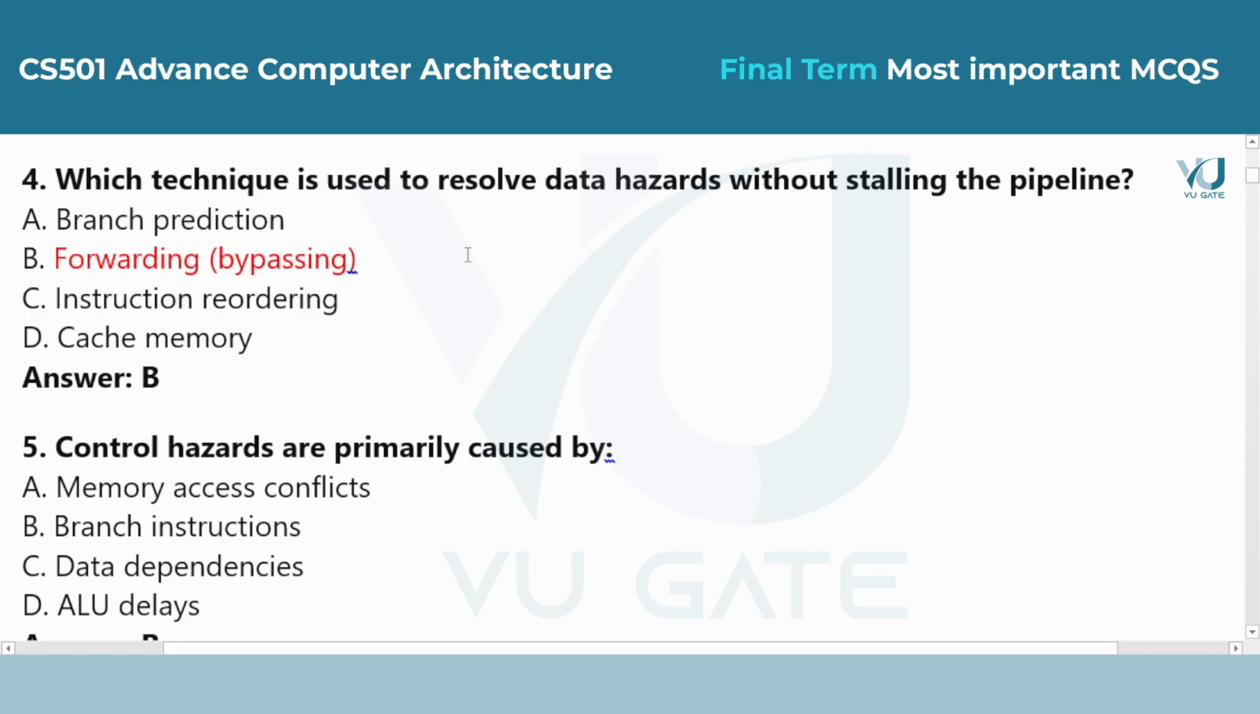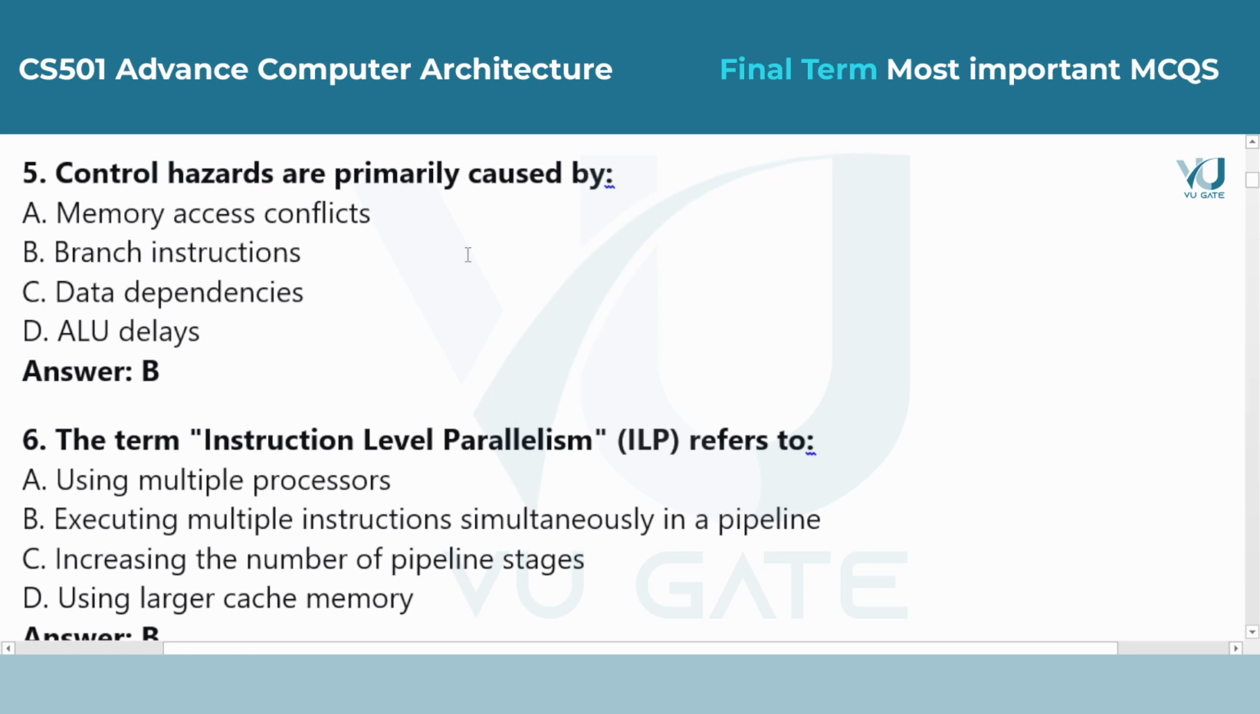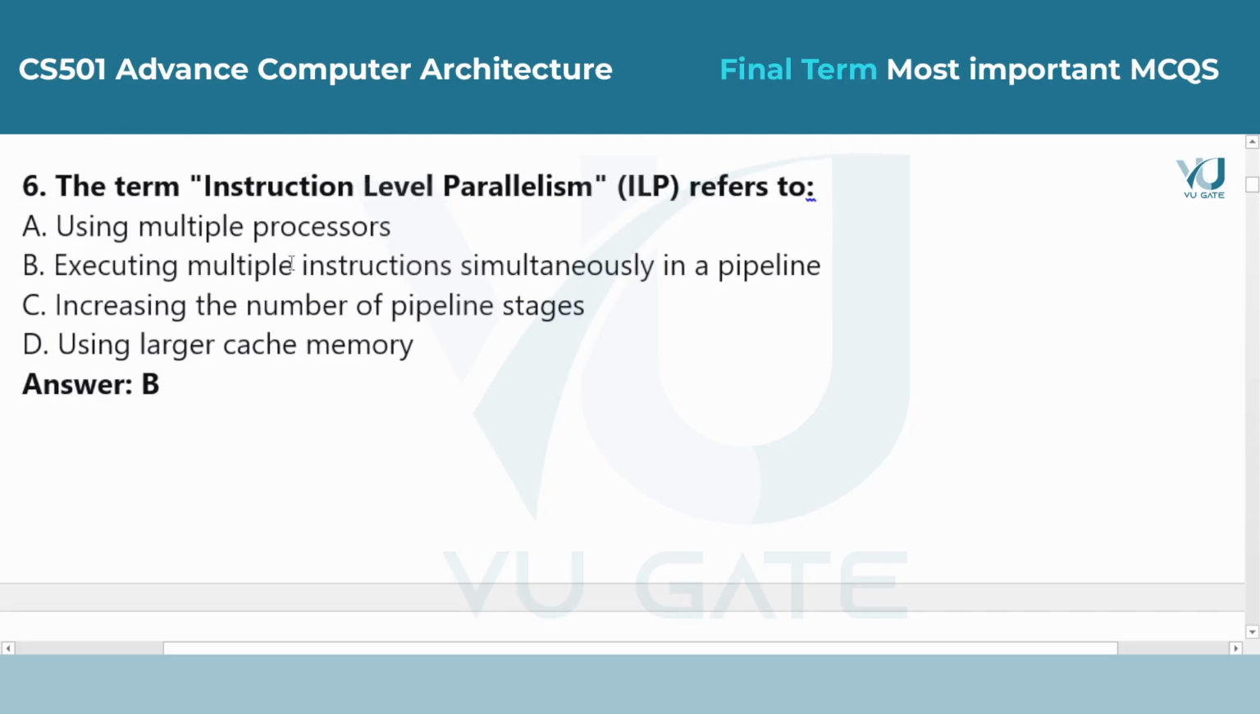for a memory write. 5. Question: Control hazards are primarily caused by? Answer: B. Branch instructions. Concept: The processor doesn't know the next instruction to fetch until the branch outcome is determined. 6. Question: The term instruction-level parallelism, ILP, refers to? Answer: B. Executing multiple instructions simultaneously in a pipeline. Concept: It is a measure of how many operations can be performed at once by the CPU.